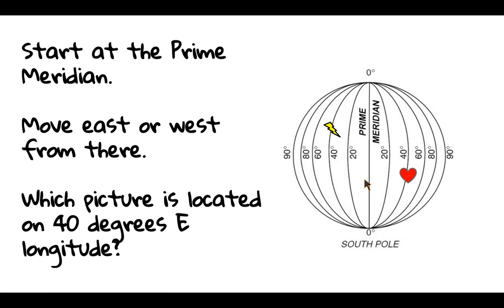All right, let's try a longitude one. Start at the prime meridian. Remember, if this was paper, you'd put your pencil there. Move east or west from the prime meridian. Which picture is located on 40 degrees east longitude? Good. Now, if this was on paper, again, you would draw your compass rose and label your quadrants, so it should be easy to know that this side is the east.